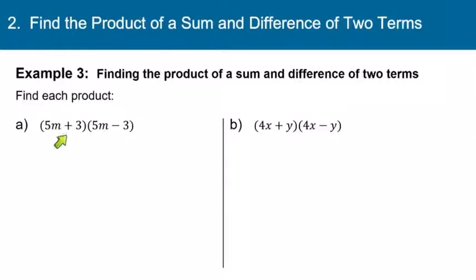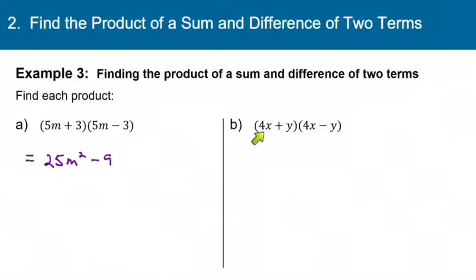Here's example 3. This is pretty much the same thing. Part A would be a good one for you to try on your own. If you would like to pause the video and try it, I encourage that. And now I'll go through it with you. First times first would be 5m times 5m. Of course, that's 25m squared. Because this is a sum and a difference of the same two terms, the middle terms will add up to 0, and last times last will be minus 9.